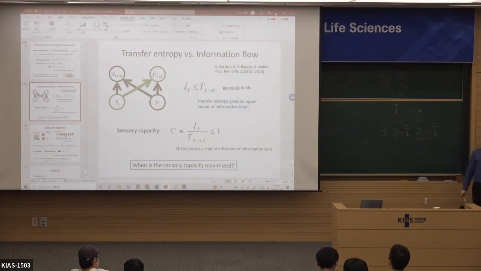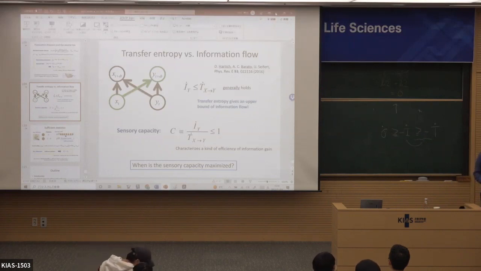So when can we have the tight equality? What kind of condition? That condition is the sufficient statistics. In that case, they are the same, so this gives a tight bound. Okay, thank you very much. So in this case, with the sufficient statistics about the past sequence, only the latest value is important.